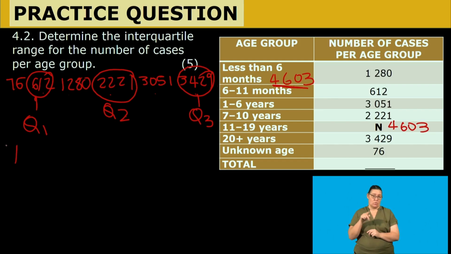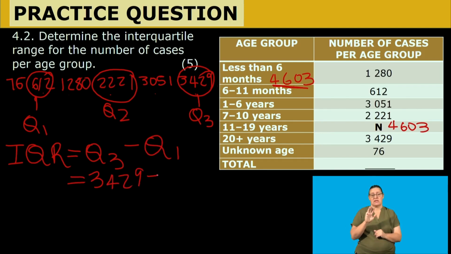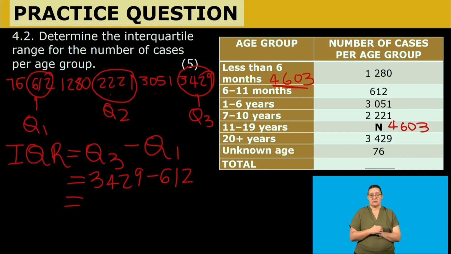So to find the interquartile range, we'll therefore say interquartile range equals Q3 minus Q1. And then what is the value of Q3? It is 3,429 minus 612. We've got big numbers again here. They will require the use of a calculator. Let us take out our calculators. Let's do it together.